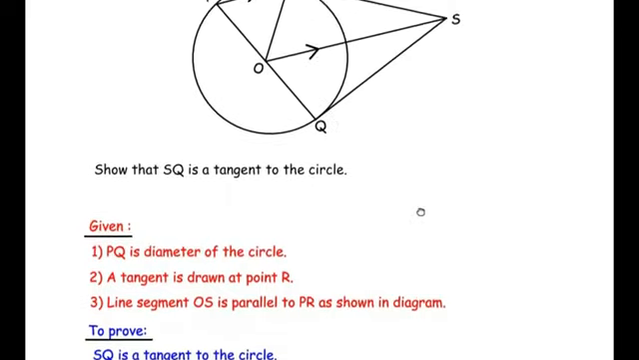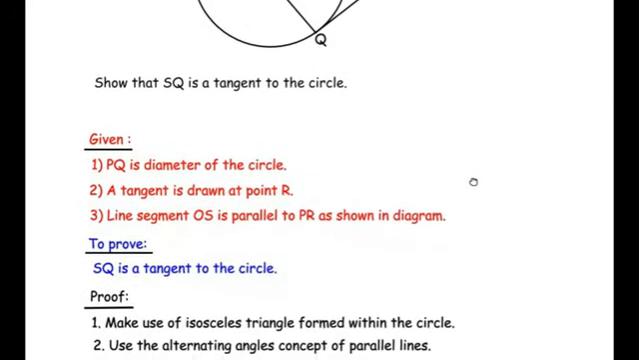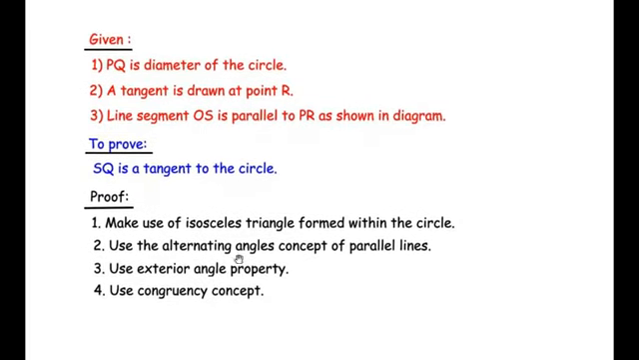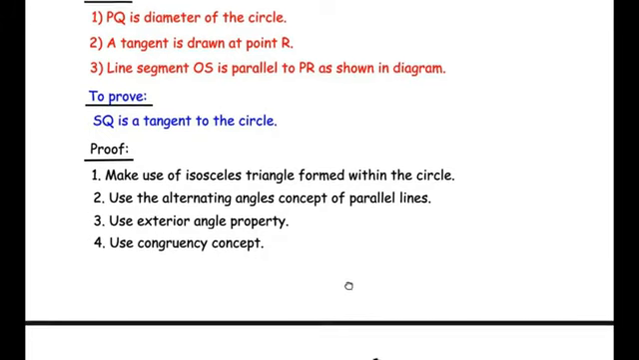Now to prove this, we are going to make use of some concepts, and I have listed here few of them. That is, we are going to make use of the isosceles triangle, which is formed within a circle. Then we are going to make use of alternate angles concept of parallel lines, and we are going to use exterior angle property and congruency concept. So let us see how we can use these concepts in solving the example above.